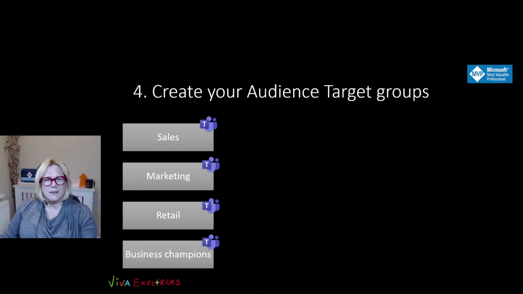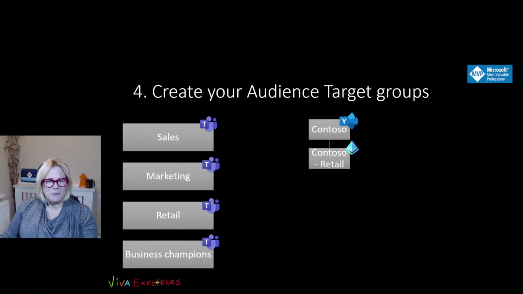So she looks at the existing team structure. They've already got teams for the different departments, such as sales, marketing, retail. And they've also got a team created for business champions. So she can start using those groups for targeting. She's got a Yammer-wide group for the whole of the Contoso organisation, and an Azure AD group's been set up for the retail environment already.